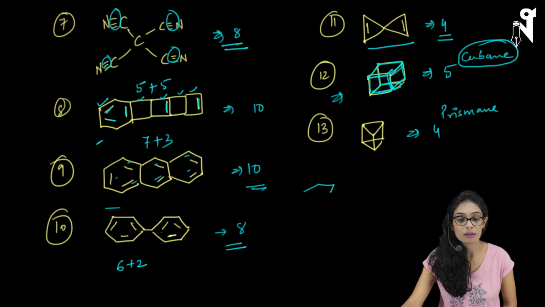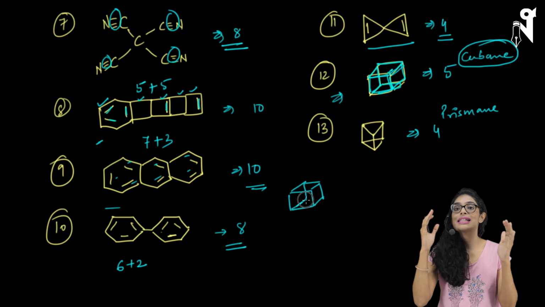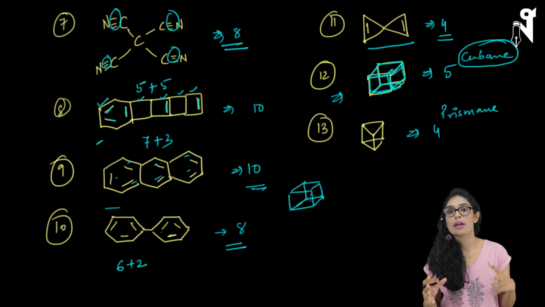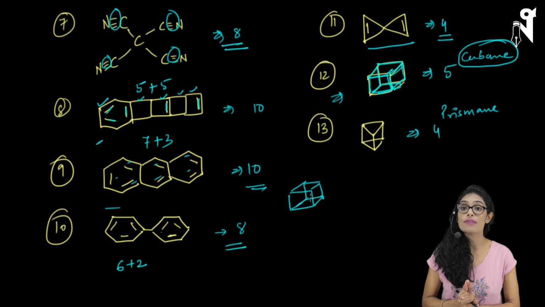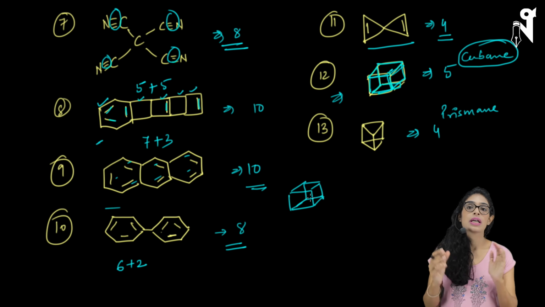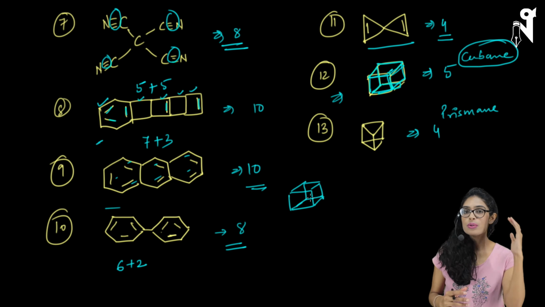So this is 1, this is 2, this is 3, this is 4, this front and back will be 5 and 6. So basically 6 rings seem to be there, and with 6 rings, we should have the degree of unsaturation as 6. But what exactly is the degree of unsaturation of this compound? It is 5. Why is it so? Special case, understand this, use a little common sense.